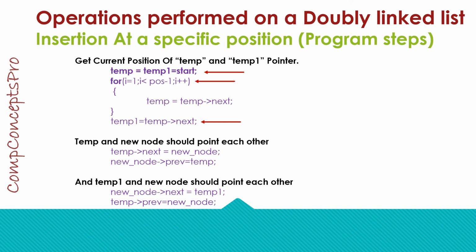Lastly, we'll do pointer adjustments. New node is inserted after temp, so temp next should be new node, and thus new node previous should be temp. Similarly, new node is inserted before temp1, so new node next would be temp1, and thus temp1 previous would be new node.